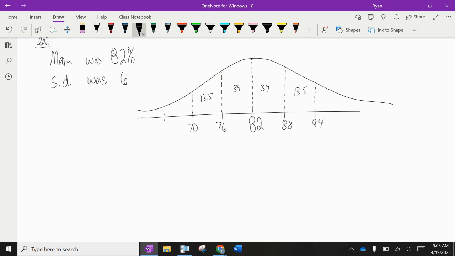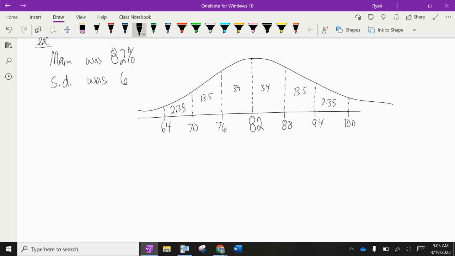Let's take it further. Dot, dot, dot. Add 6, subtract 6. These numbers get smaller. What goes into these two little blanks? 2.35? 0.35.